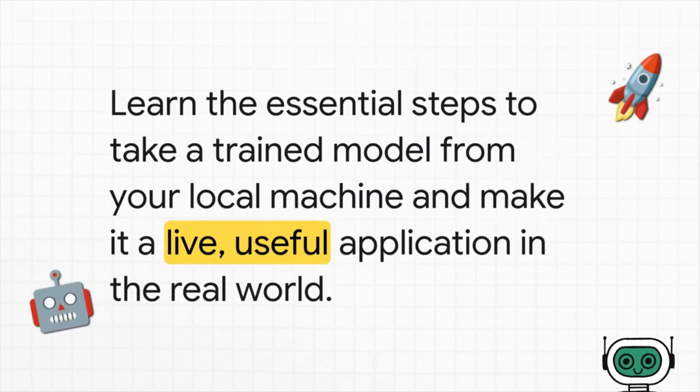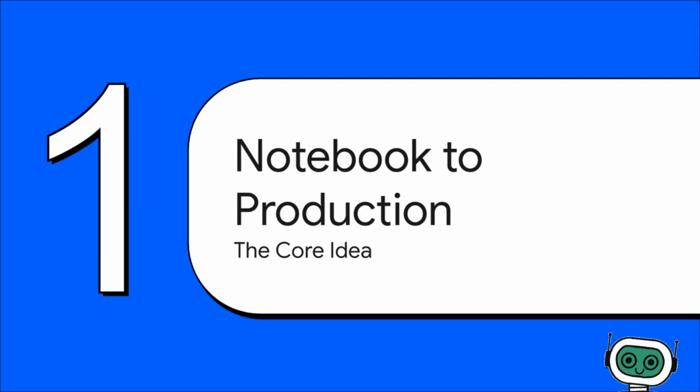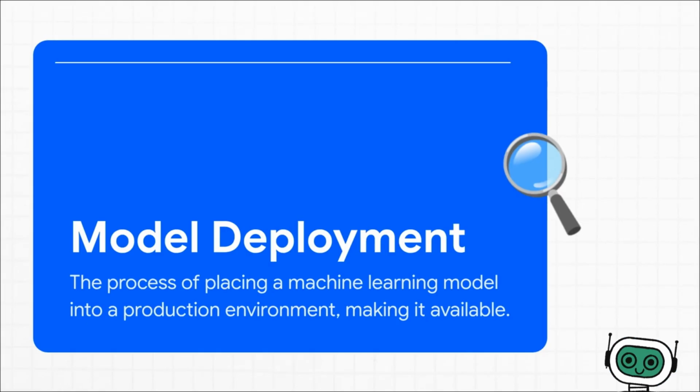Well, by the end of this session, you're going to know exactly what to do next. We're going to walk through the essential steps to take that lonely file from your machine and turn it into a live, useful application that people can actually interact with. To get from a simple notebook to a full-blown production system, we really just need to understand one core idea. The official term for this whole process is model deployment.